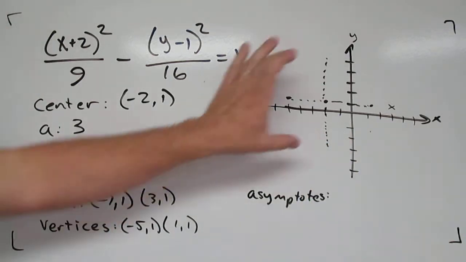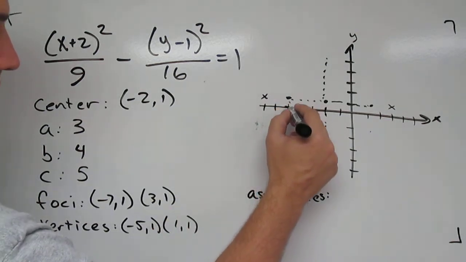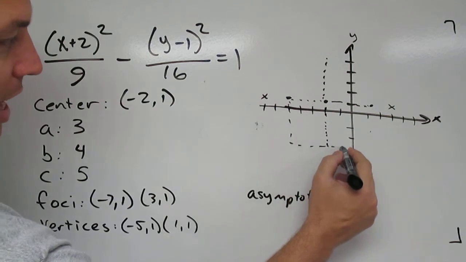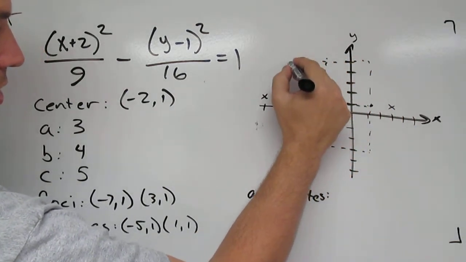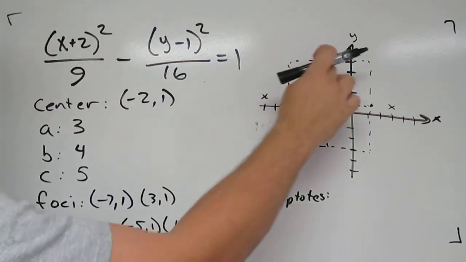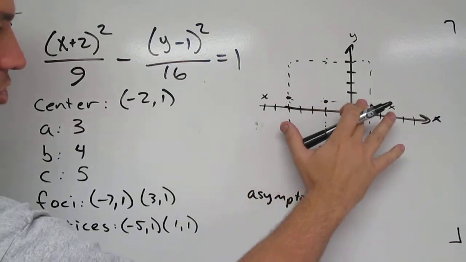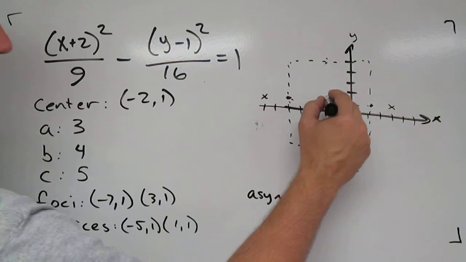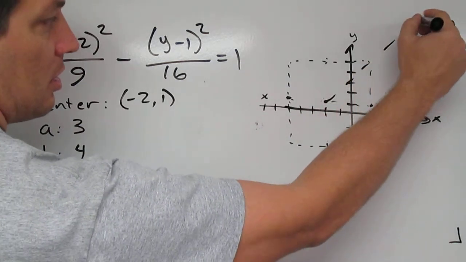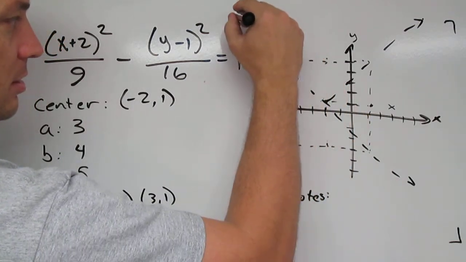Now, there aren't points. It's not like those are going to be vertices like they were in an ellipse. But we make this kind of box that goes through our conjugate axis and our transverse axis. So I'm going to erase those so we just see the box. And usually I leave the box in when I'm going to graph this. And then I'm going to have asymptotes that go through the center and through the corners of that box.